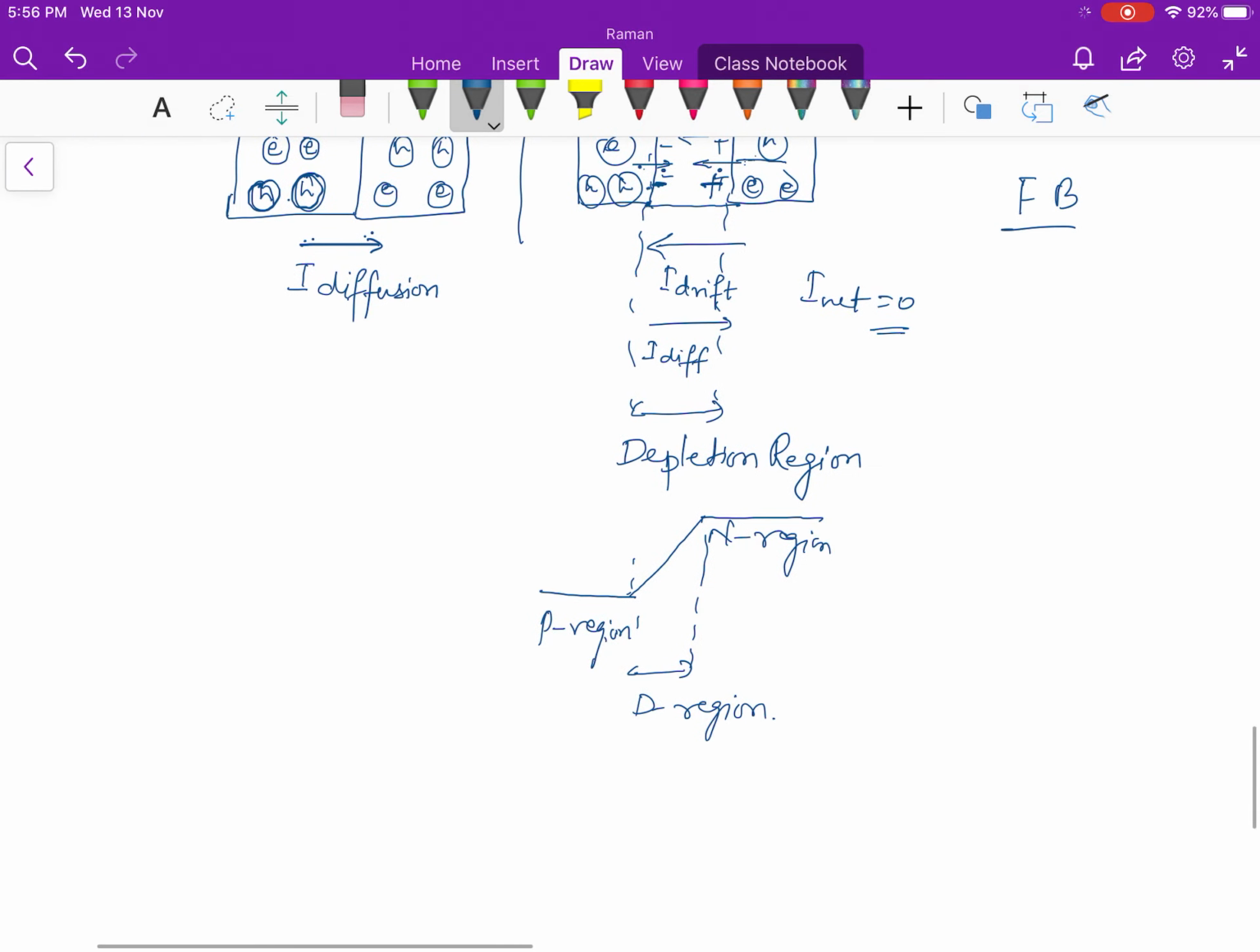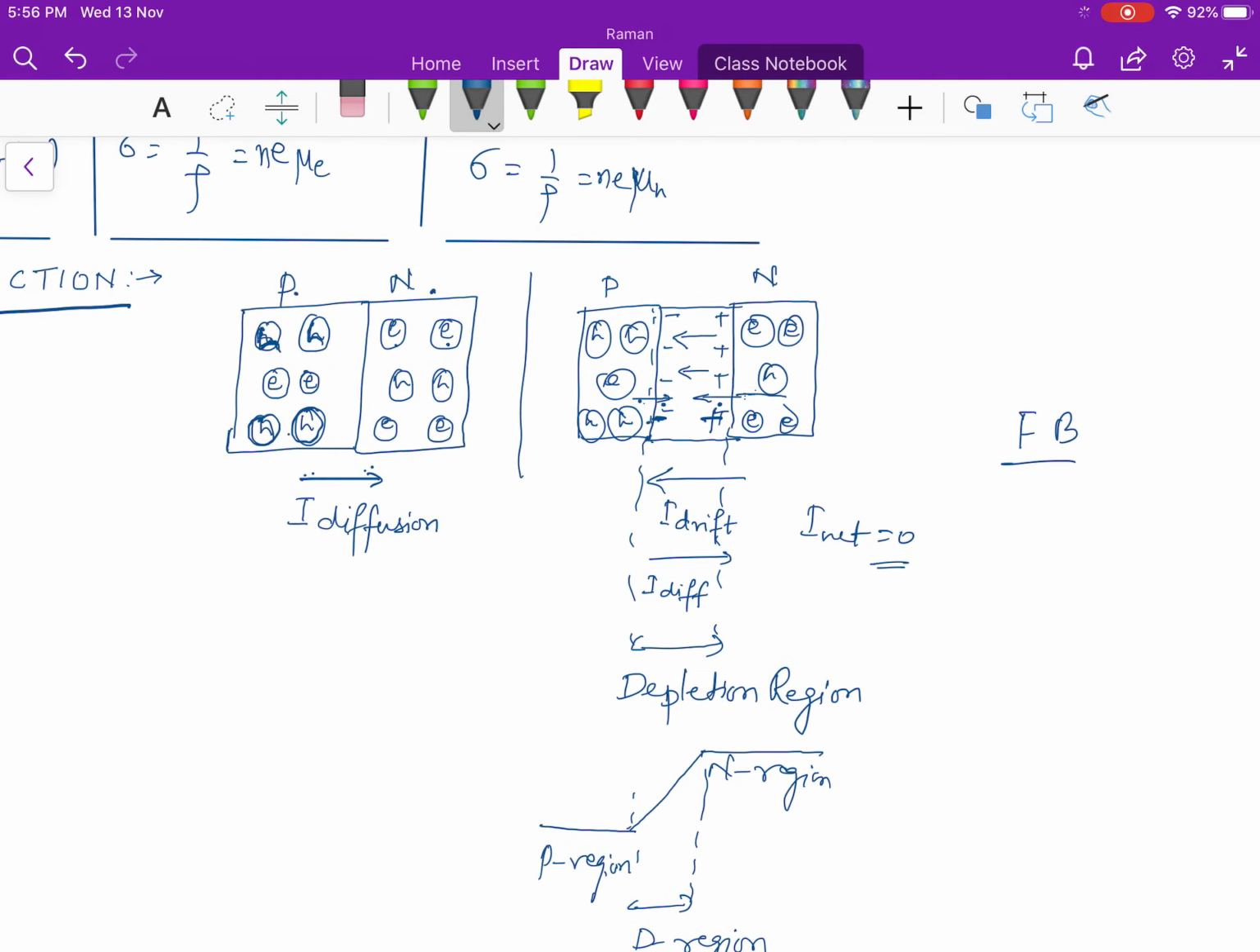To decrease the width of the depletion region, we are going to decrease the potential difference between the P side and N side. Let us suppose the N side has a potential of 10 volt and the P side has minus 2 volt.